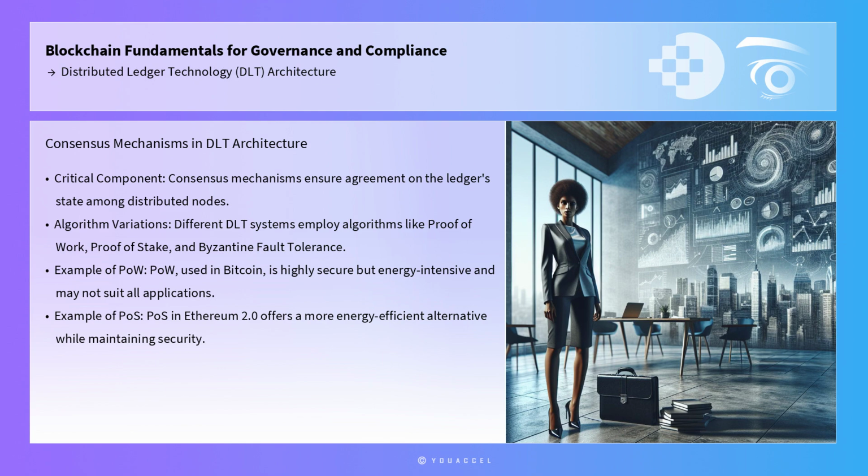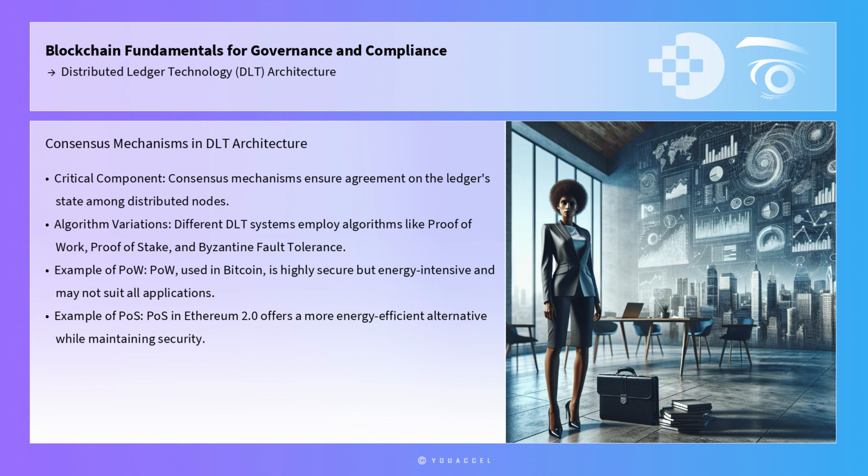Consensus mechanisms are a critical component of DLT architecture, as they ensure agreement on the ledger's state among distributed nodes. Different DLT systems employ various consensus algorithms, such as proof of work, proof of stake, and Byzantine fault tolerance. Each algorithm has its strengths and weaknesses in terms of security, energy efficiency, and scalability.